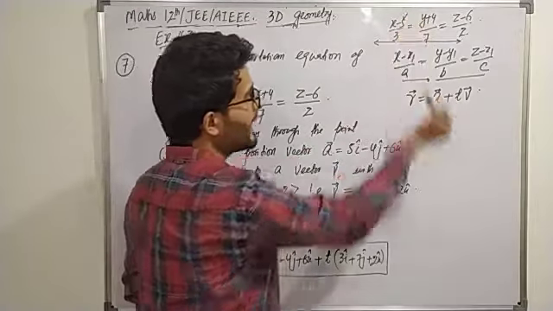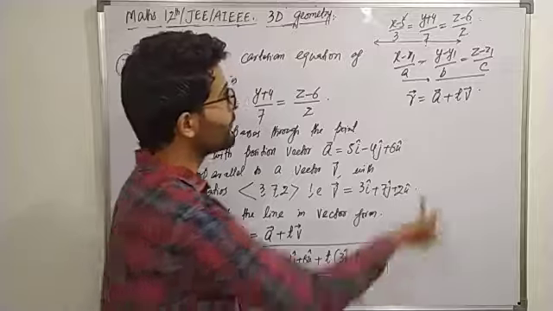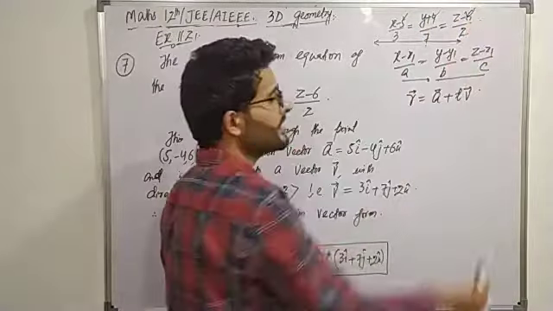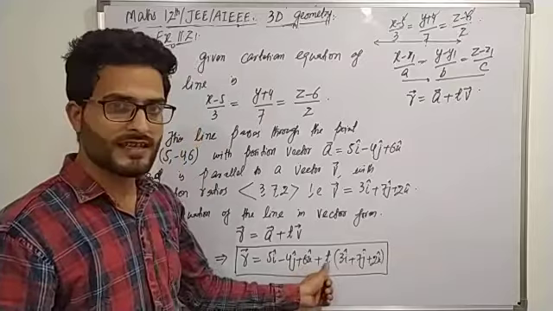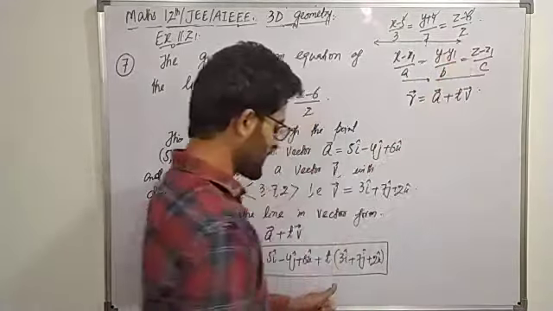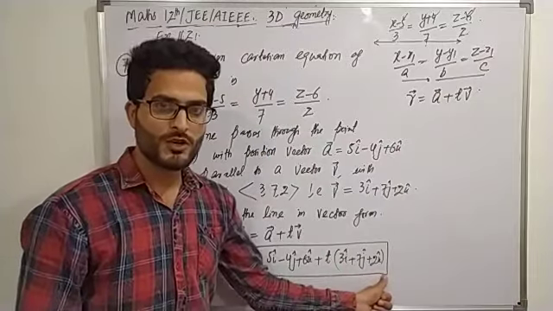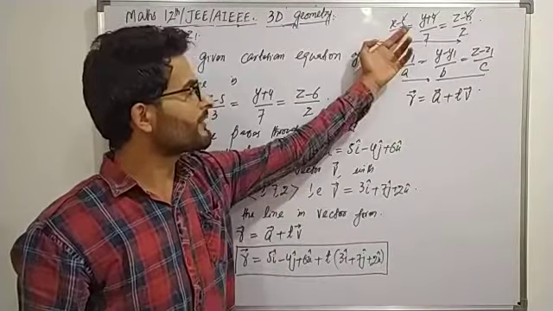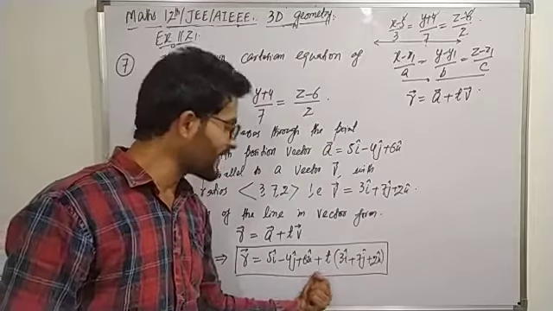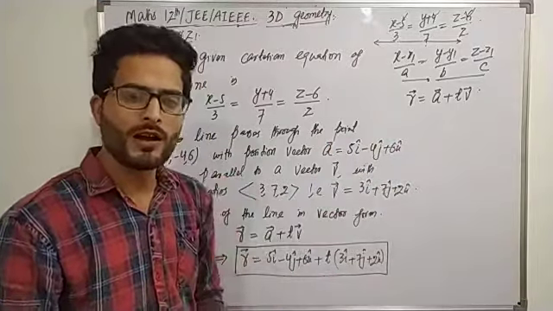So 5i minus 4j plus 6k plus t times the scalar, times 3i plus 7j plus 2k. So 3i plus 7j plus 2k. So from the vector equation or from the Cartesian equation you can directly locate the vector equation, and from the vector equation you can directly locate the Cartesian equation.